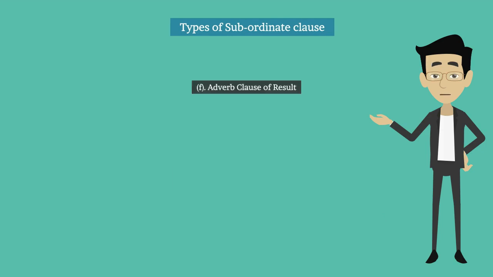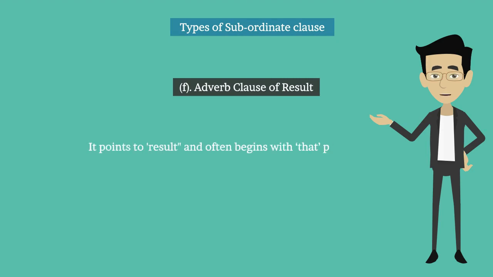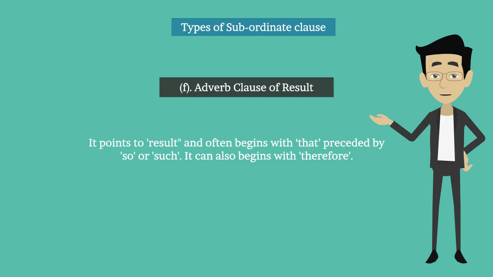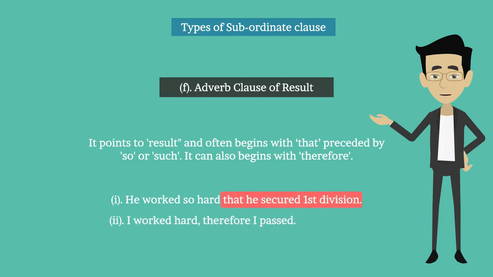F. Adverb clause of result. It points to result and often begins with that, preceded by so or such. It can also begin with therefore. For example, he worked so hard that he secured first division. That he secured first division is an adverb clause. I worked hard, therefore I passed.